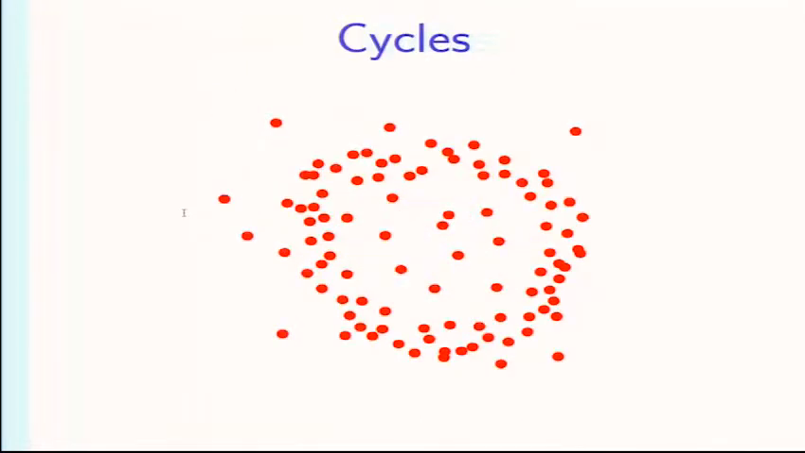Okay, so a second type of qualitative feature of point cloud data that we consider is cycles. So here we have a data set sitting in 2D space with a cycle. It's got a hole in it, right? We're very interested in studying this kind of structure in data. And we want to be able to do it, again, even in the presence of noise corrupting that structure.